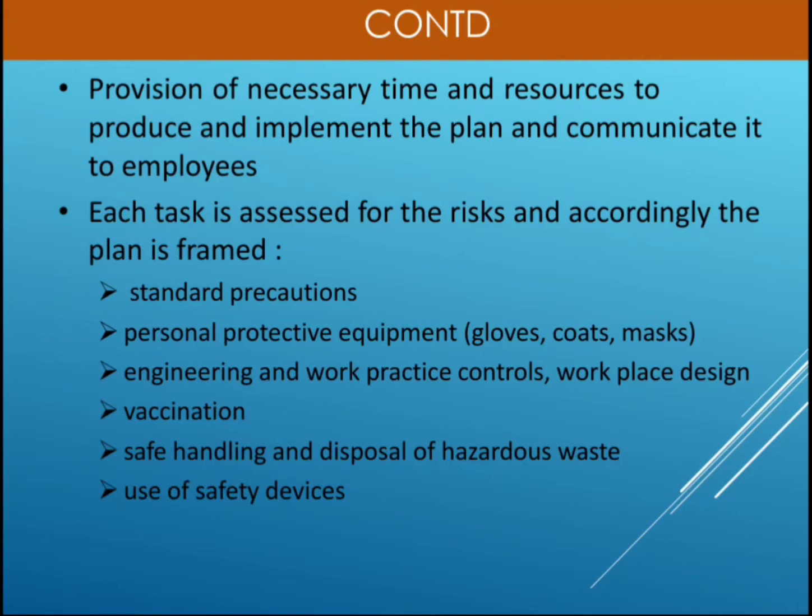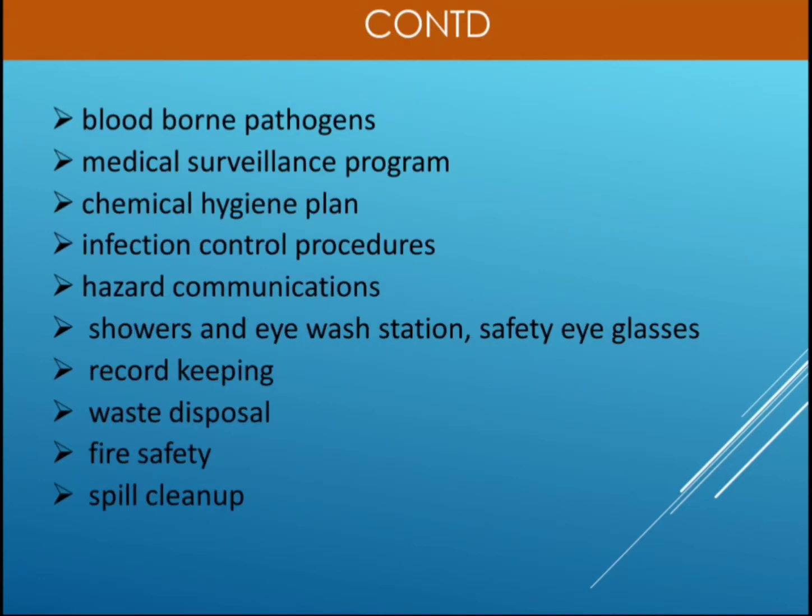implemented by the personnel who are working in the quality control department as well as in the quality assurance department and the production department. Then what care has to be taken? Blood-borne pathogens, medical surveillance program, chemical hygiene plan, infection control procedures, hazard communications, showers and eye wash stations, safety eyeglasses should be there in the quality control section before entering into the quality control section or the production unit which manufactures vaccines or injectables. Then record keeping should be done, proper waste disposal of the medical waste or the laboratory waste should be there, fire safety should be there.